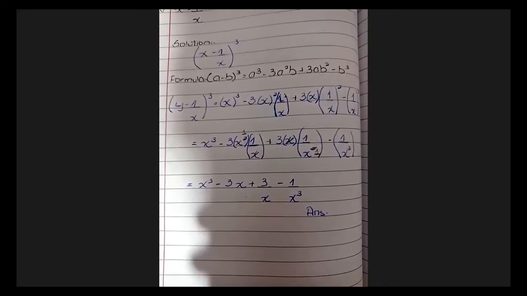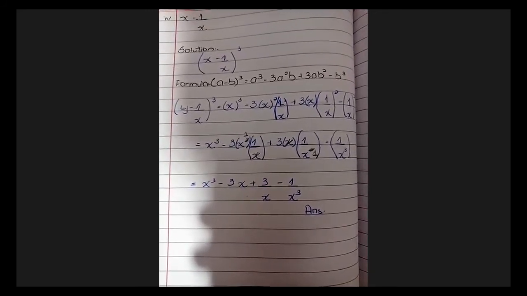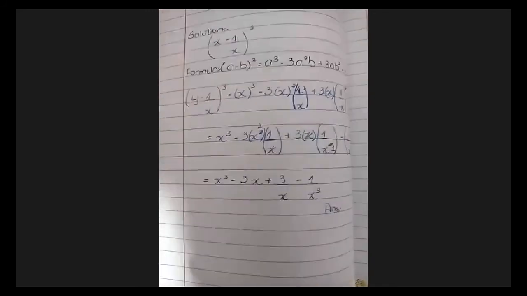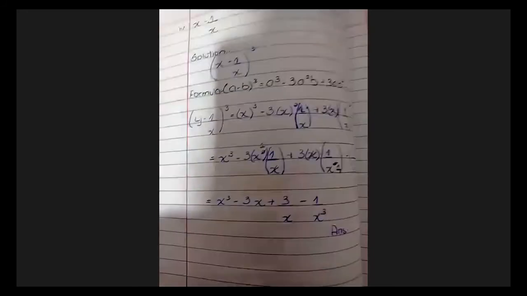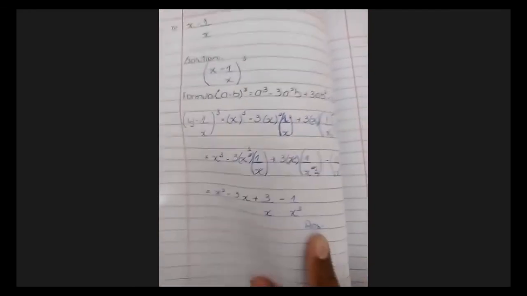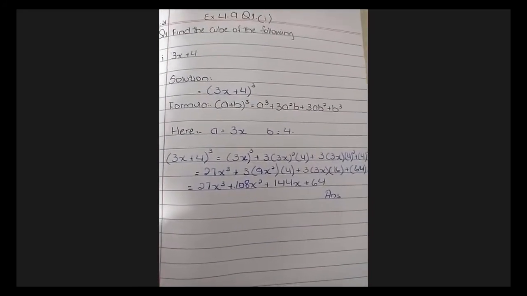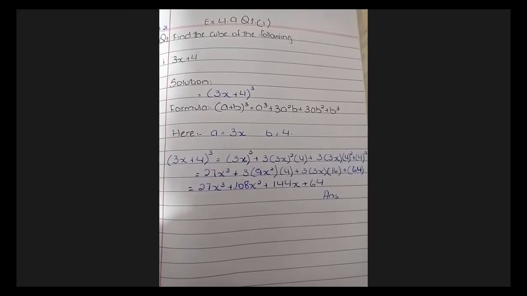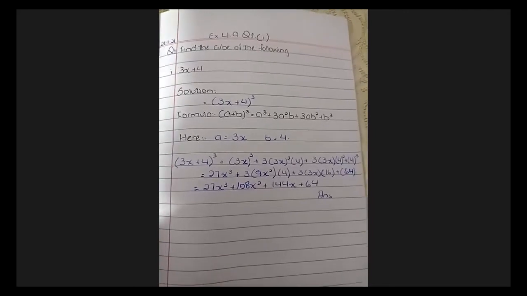Okay, good. Okay, Alira, this is your answer, right? Okay, just a minute. Alira, this is x minus 1 upon x. This is x minus 1 upon x. Corrected. And the rest of the things are absolutely right. Now, previous question, Alira. Okay, 3x plus 4 whole cube. Okay, absolutely right. Very good. Very good, Alira. Anyone else?